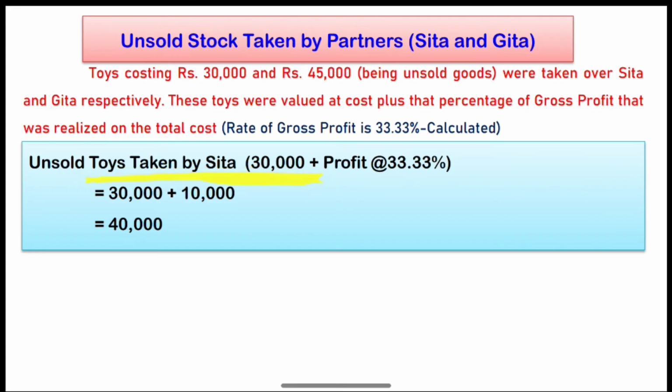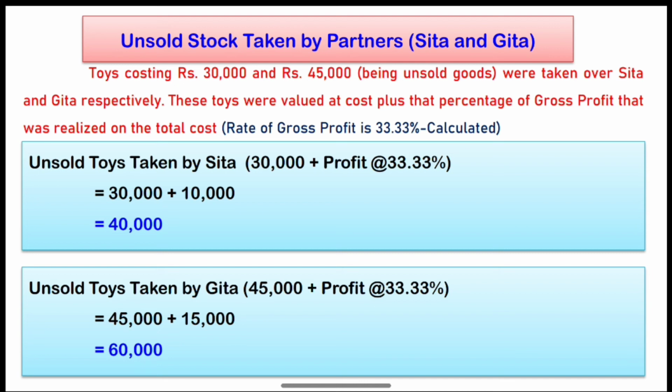Unsold toys taken by Sita 30,000 plus profit, so 30,000 plus 10,000, 40,000 is the stock taken by Sita. Unsold toys taken by Gita 45,000 plus profit 15,000, so stock taken by Gita is 60,000. Perfectly clear. This is the most important calculation, so pay a little attention.